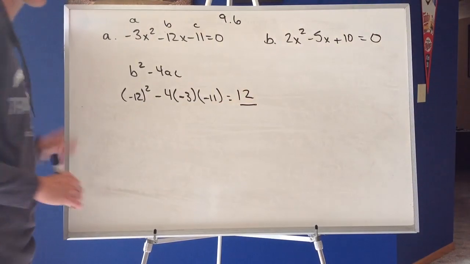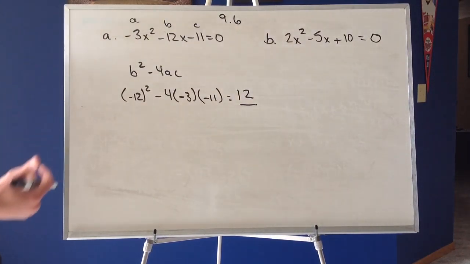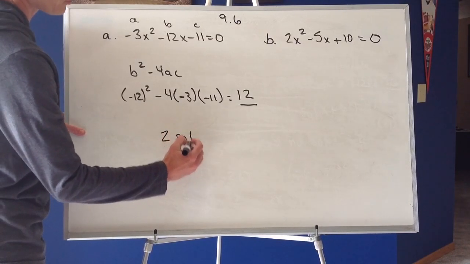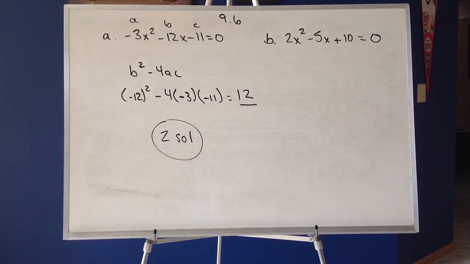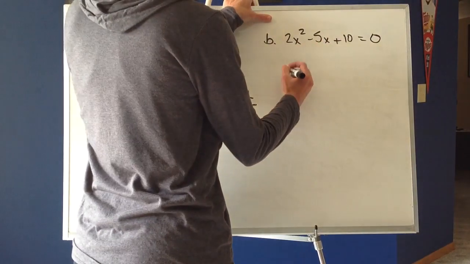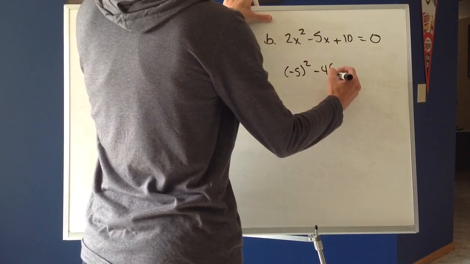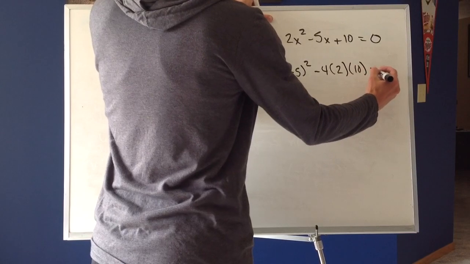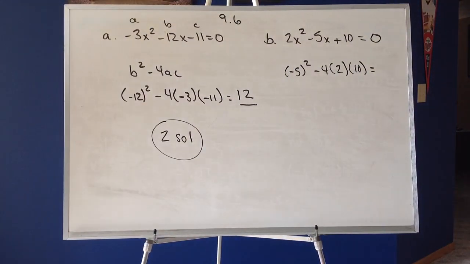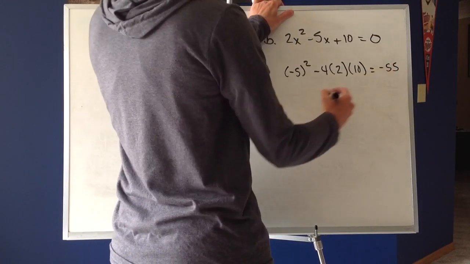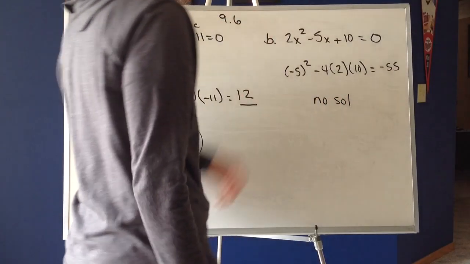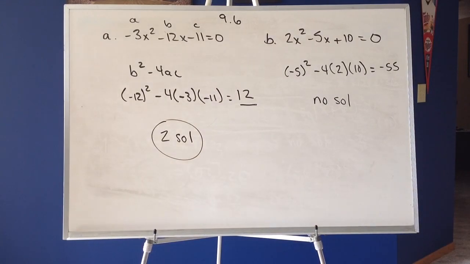So this would be considered the discriminant. If my discriminant is 12, which is a positive number, that tells me that I will have two solutions to this problem. Same idea on the next one. We do b squared minus 4 times a times c. Put that in the calculator just like that. This one you should end up with negative 55. It's a negative discriminant, which tells me that this one will have no solution. So again, it's a quick way to know how many solutions I'm even looking for in this problem.